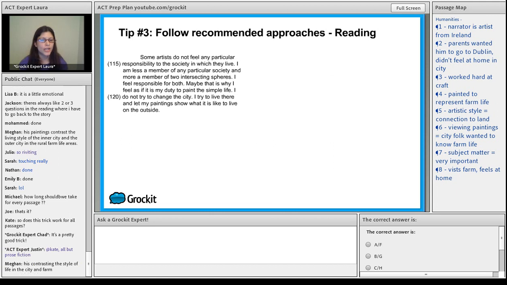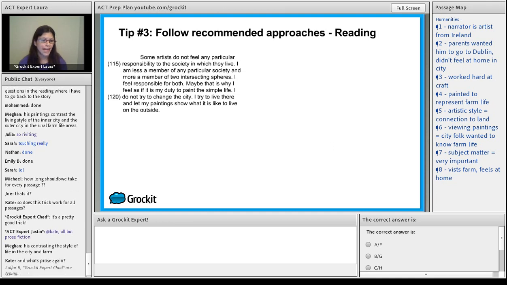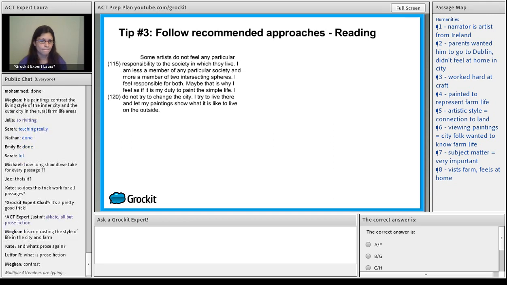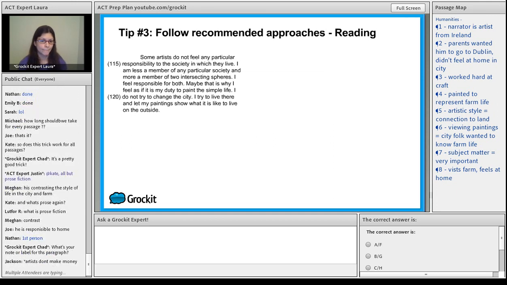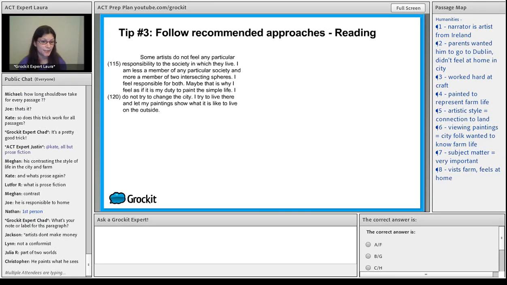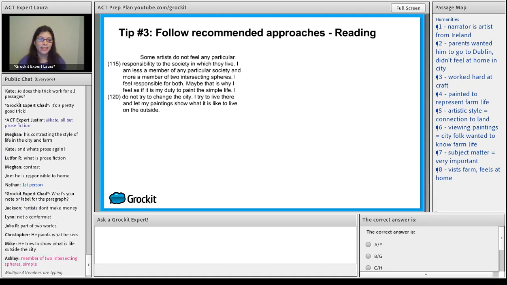Tell us in the chat box, what would you write for your note next to this paragraph? Because you want to write a note down to every single paragraph. And prose fiction is the one that's like a novel at the very beginning. He's not a conformist, Lynn. Good to hear from you. He paints what he sees. Ashley, I love that idea.